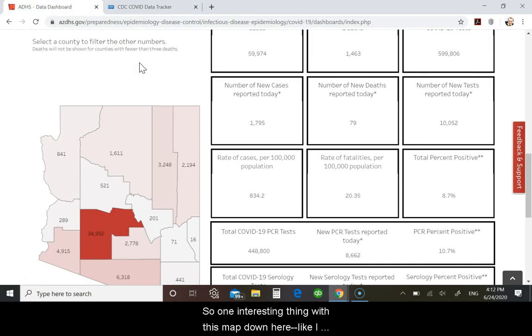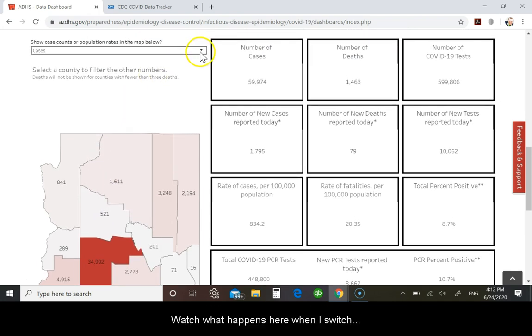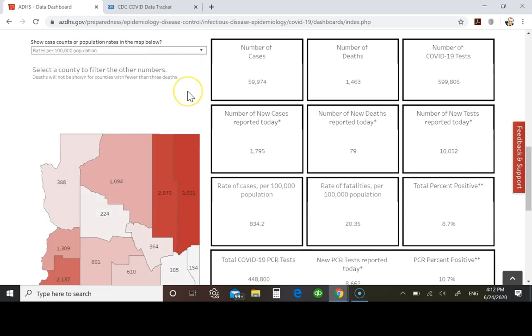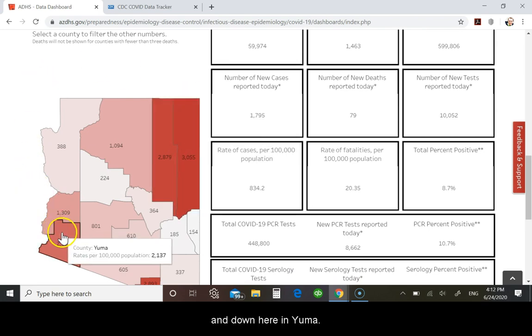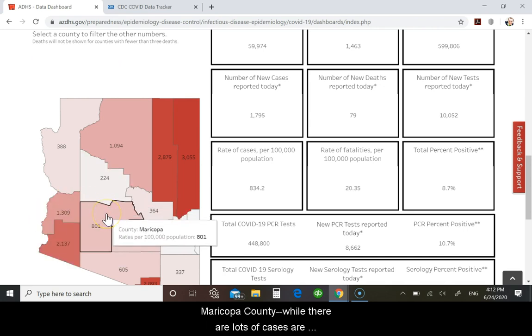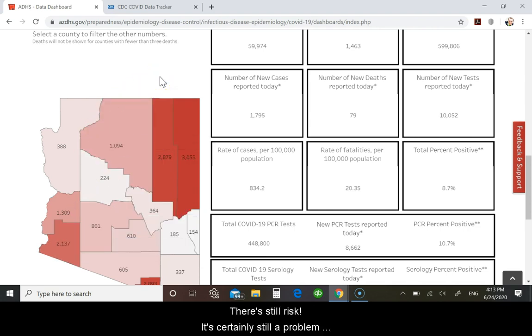One interesting thing with this map down here: like I said, Maricopa County looks like the really, really bad spot. Watch what happens if I switch to rates per 100,000. Dramatic difference. Now I see that the real problem has been up here in the corner, the Navajo Nation, and down here in Yuma. Maricopa County, while there were lots of cases there, is where most of the people in Arizona live. And so the risk isn't as bad as it is in these other areas. Still risk, certainly, still a problem, but not nearly as bad.